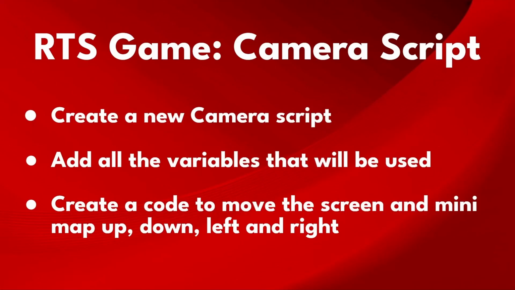In this section, we're going to go ahead and create the camera script. We're going to start off creating a new camera script and attaching it to our camera 2D node. Then we're going to add all the variables that we're going to be using. Last but not least, we are going to create some code to move the camera and the minimap up, down, left, and right, depending on the mouse movement. Now let's jump right in.